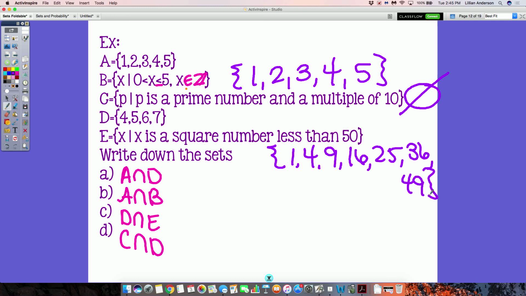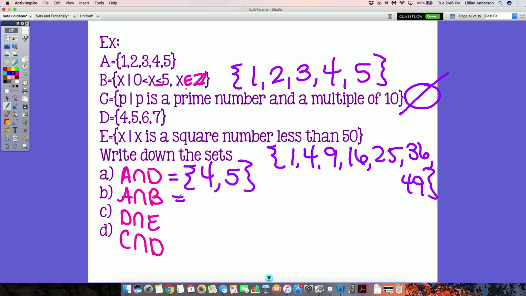Cool deal. So here are all my sets written out and listed. So I'm looking for the intersection between A and D. I'm looking for where A and D overlap. I'm looking for what A and D have in common. What numbers do A and D have in common? So it's the set 4 and 5. You can write it just like this, or you can just write it with the curly brackets. But you need the curly brackets to identify that it is a set.